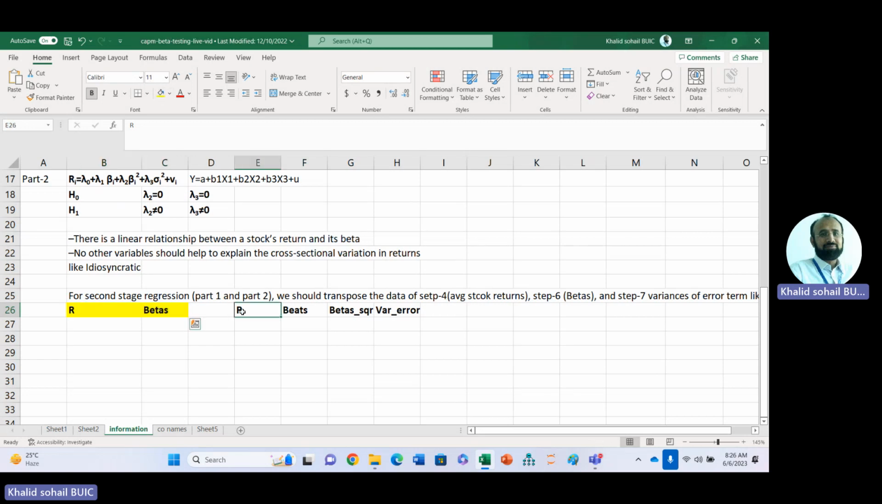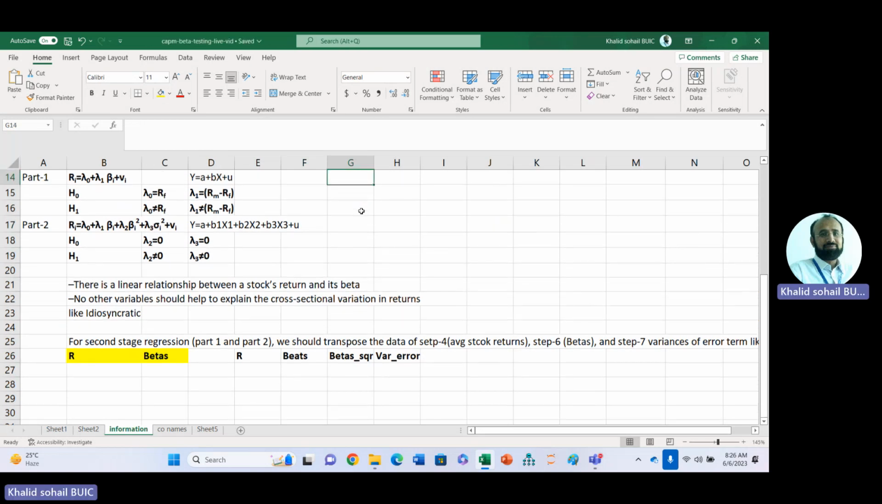Now for the second regression model, here we will test the null hypothesis that lambda naught is equal to the risk-free rate and lambda 1, which is the slope of the second regression model, is the excess market return. While in part 2, we will test for linearity, that there is a linear relationship between stock returns and beta. For that, we will take beta square.